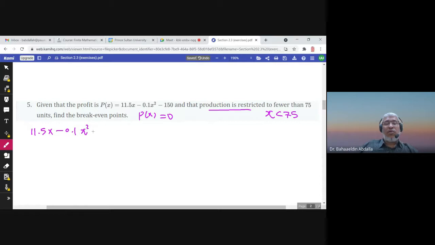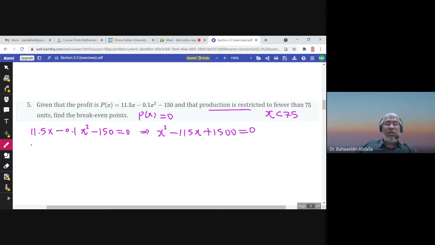the profit function equal to 0, and I did not write it. Let me write it in the general form, and I divide by negative 0.1. So when I divide by negative 0.1, I'll get rid of the negative 0.1. So I'll have x squared, and 11.5 over negative 0.1 is negative 115, and negative 150 over negative 0.1 is just 1,500.